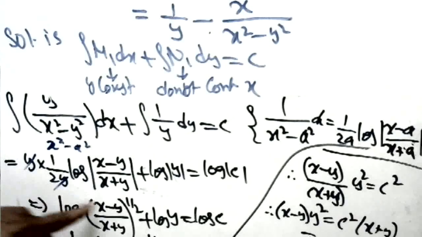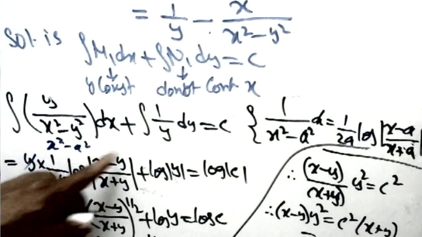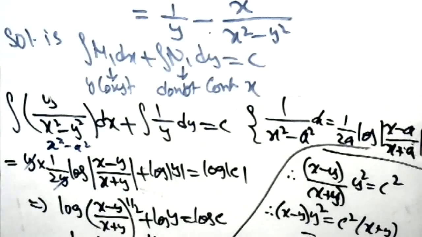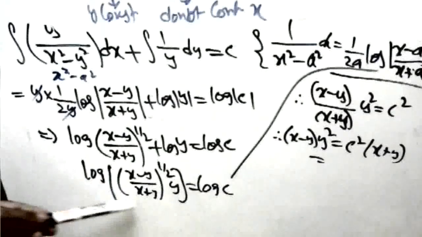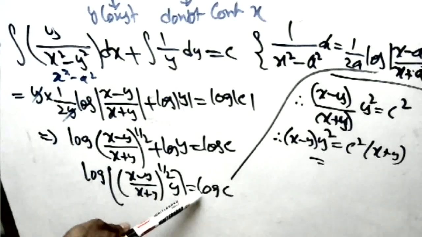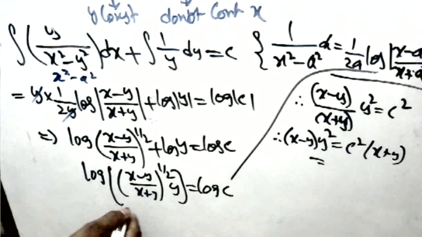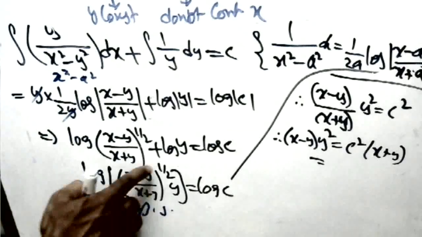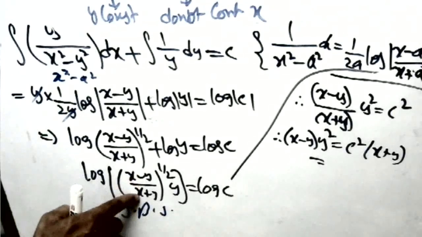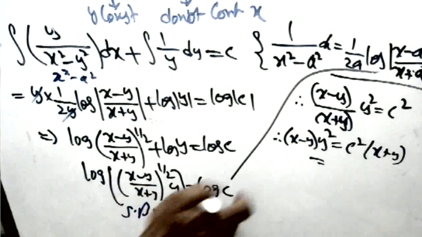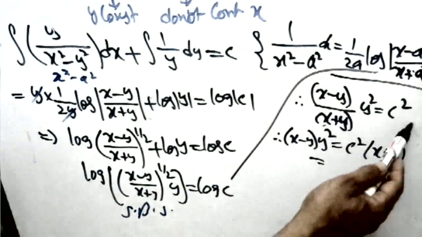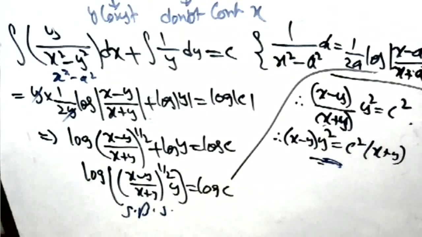Now this 2y will get cancelled. Bring this 1 by 2 into the power. Log a plus log b will be log ab. Log ab equals log c. Log will get cancelled. Now this is power half, meaning square root. To remove the square root, we will do squaring. If we do squaring on both sides, this root will go. What is left here? (x minus y) by (x plus y) equals, this will become y² and this will become c². Now last step, bring this x plus y there. So we get (x minus y)² equals c² into (x plus y)².